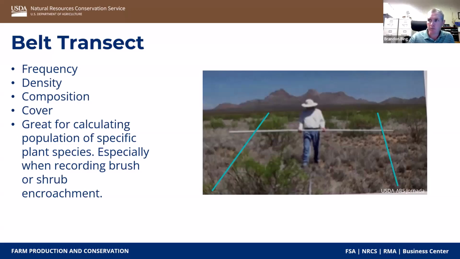You would walk the full length, recording plants that are rooted under the rod. And larger plot sizes provide for a larger amount of area that can be covered quickly relative to a point intercept.